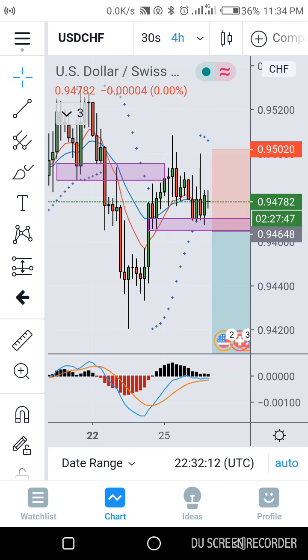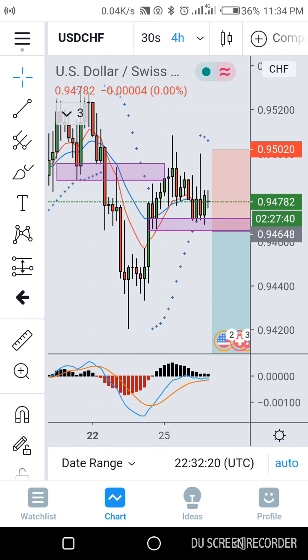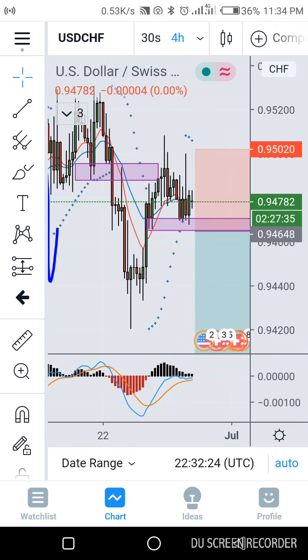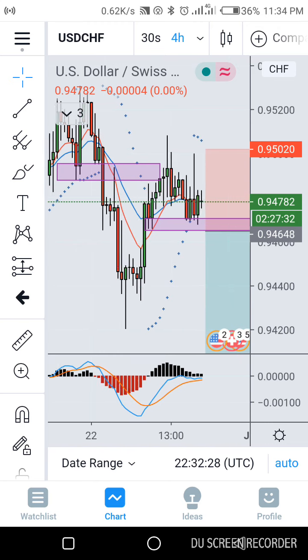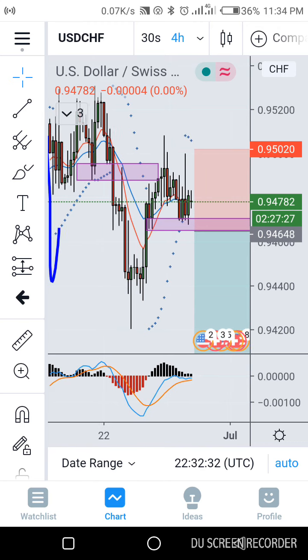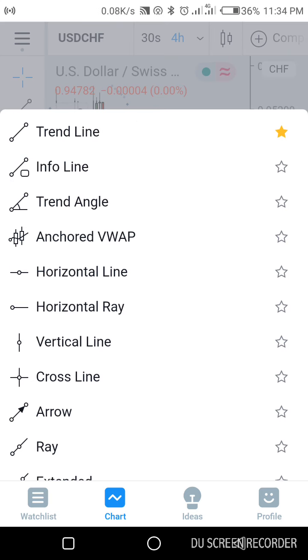So for us to get our direction, if you see the software now, every tool is here. It may not be that flexible on the mobile, but I think it's manageable. You can zoom in and zoom out just by holding the screen and going in and out. So these are the tools. Here you have all the likes of the trend line, the info line, trend angle, and the likes. If you need the trend line, just click on this vertical line, horizontal ray, horizontal line, and the likes.